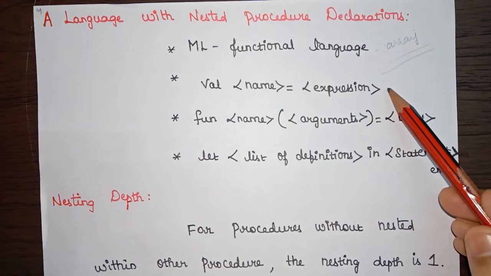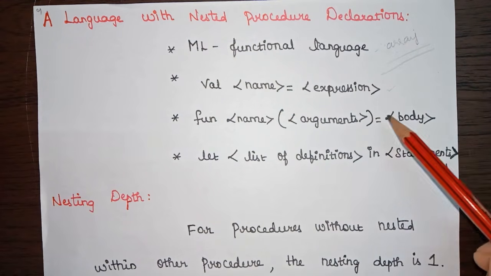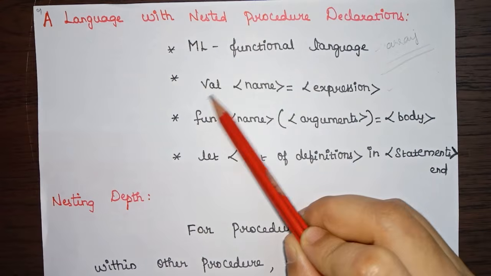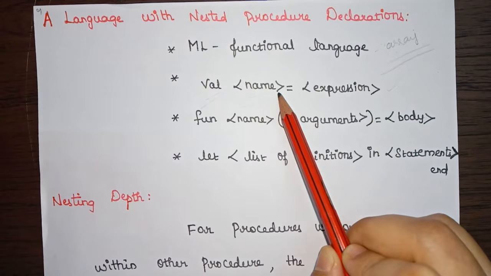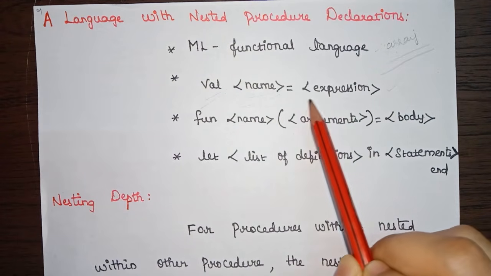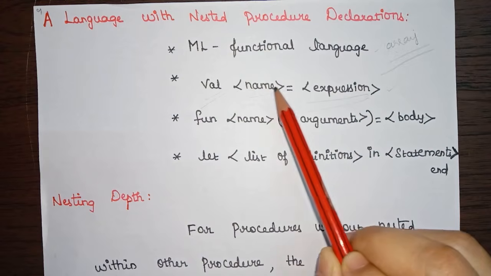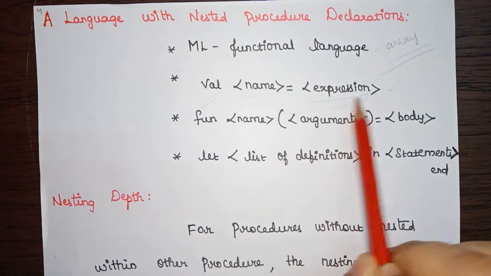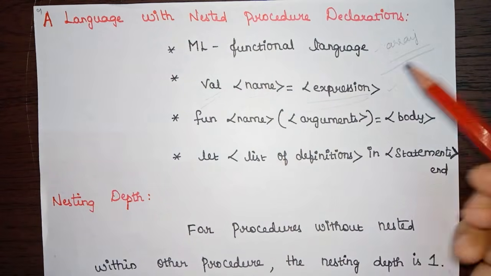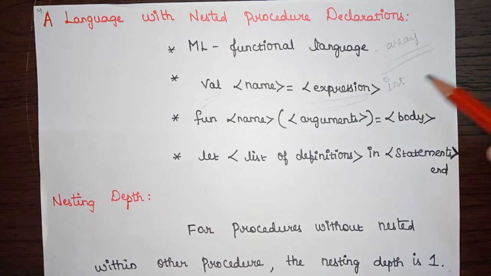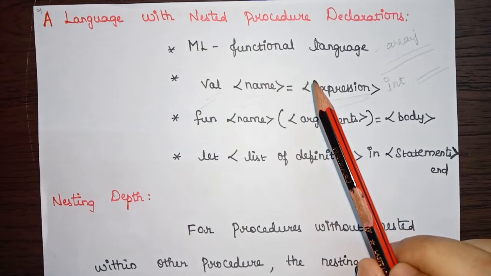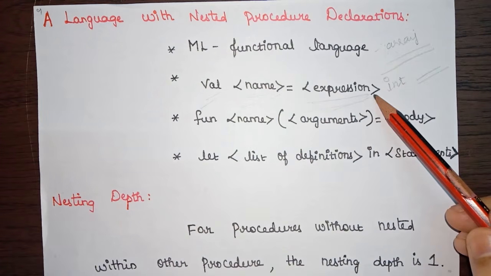And this is the syntax for defining a variable. Here we have val, then the name of the variable, and on the right hand side we use the expression for this variable, that is, the value we are going to assign to it. In this expression we have int, the data type, along with the value or expression that we assign to this variable name. So this is the variable definition.